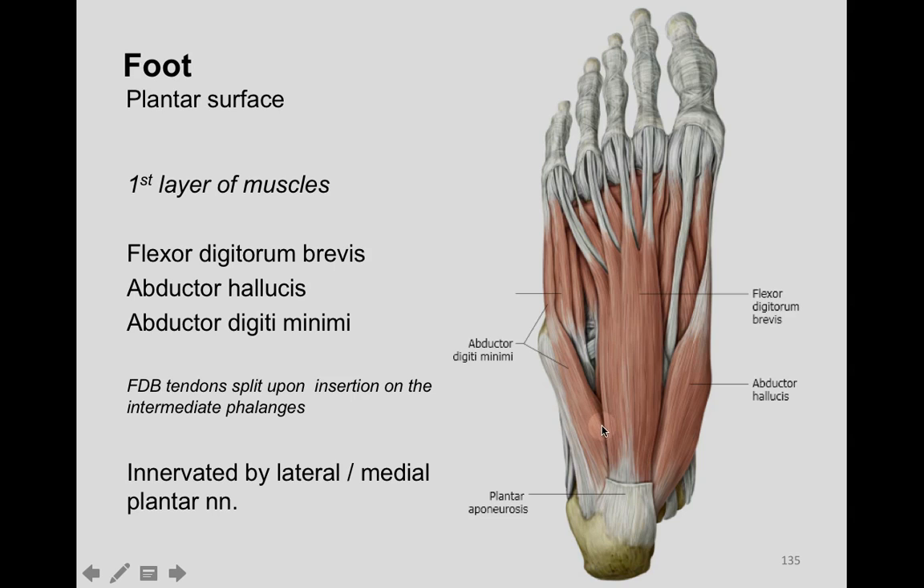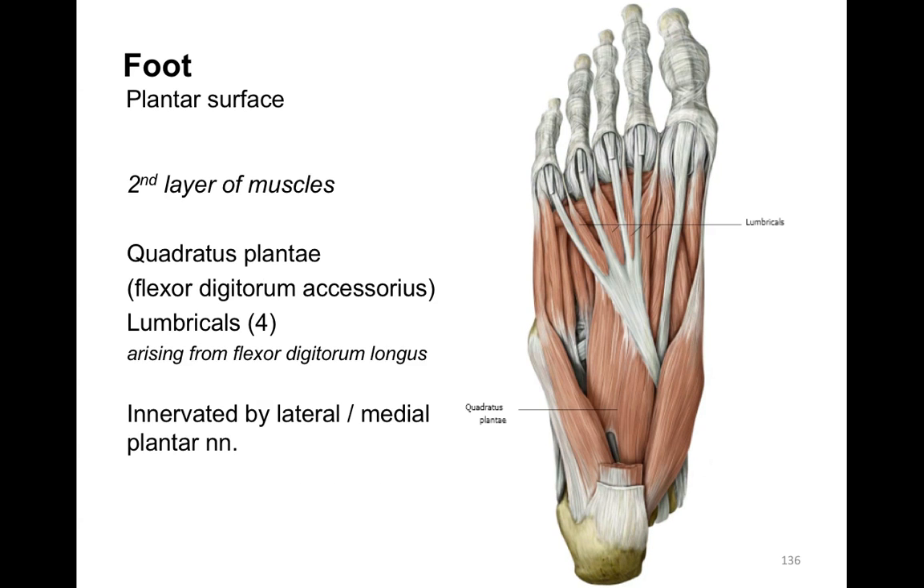Flexor digitorum brevis tendon will split upon insertion on the intermediate phalange. This is very much a similar situation as flexor digitorum superficialis in the hand. These muscles are innervated by lateral and medial plantar nerves. Then we can reflect the flexor digitorum brevis to see the muscles of the second layer of the foot, which include quadratus plantae and the 4 lumbricals.